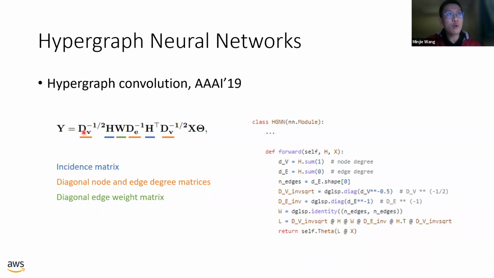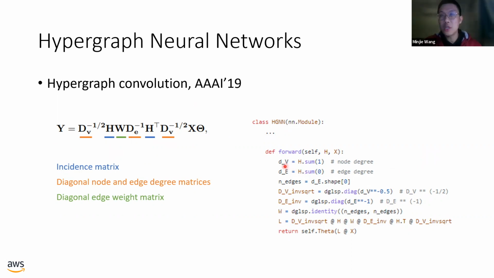There are also diagonal matrices DV and DE. They represent node and edge degree respectively, and the diagonal weight matrix W. You can see the whole convolution operator is a bunch of matrix multiplications of these matrices. On the right-hand side, you can see how we can implement it in DGL very nicely, in just a couple of lines of code.